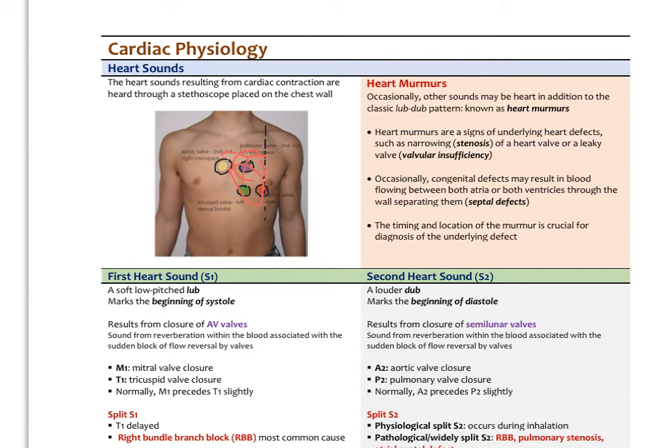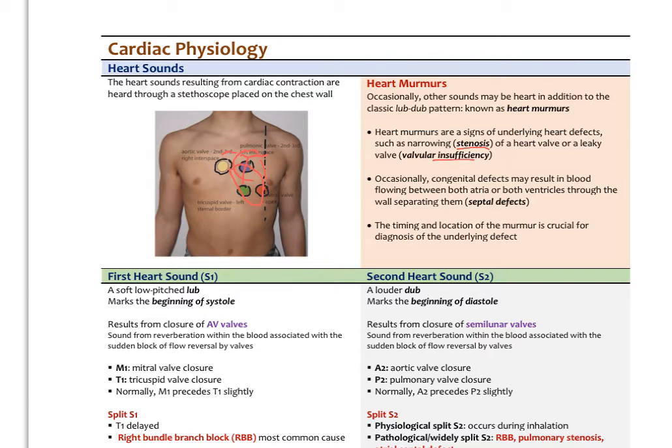A murmur is a heart sound in addition to the normal lub-dub. So this could indicate a lot of different underlying heart defects, such as a narrowing of the valve or a leaky valve. A narrowing is called stenosis, and a leaky valve is called valve insufficiency.